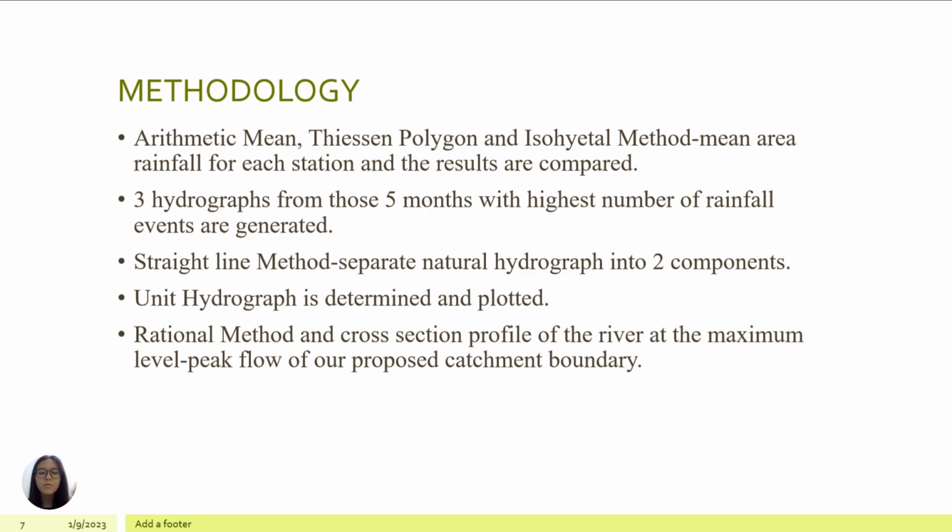The peak flow of our proposed catchment boundary is calculated by using the rational method as well as the cross-section profile of the river at the maximum water level.